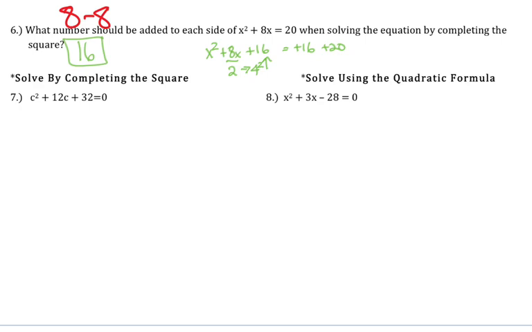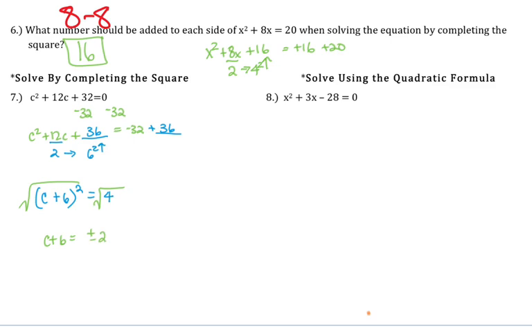Which leads us into number 7, which says solve by completing the square. In order to do this, our first step is to make room to complete the square. So we move the 32 to the other side. Then we cut our b value in half, we square it, and we add it to both sides. We created this new perfect trinomial, c plus 6 squared, and negative 32 plus 36 is 4. We solve by square rooting, and we get c plus 6 equals plus or minus 2, and we isolate the c, subtracting 6 from positive 2 and subtracting 6 from negative 2, getting negative 4 and negative 8.